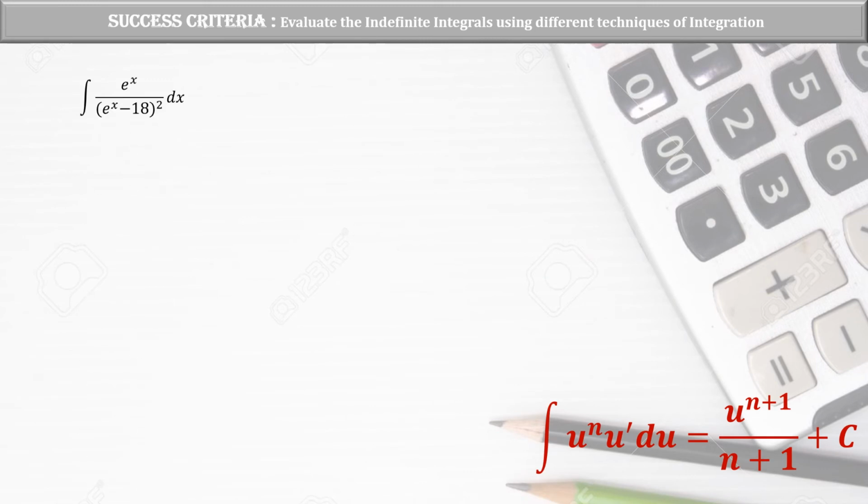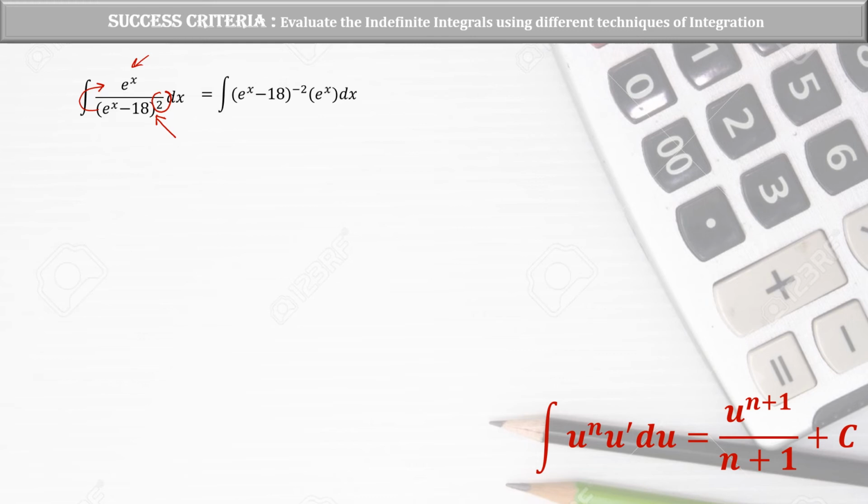So based on the same u to the power n u prime concept, let's solve a few more examples. What have you observed? There is a function written in the denominator, and most importantly, it has a power. So if we have any function written in the denominator with some power, the first step is to bring it on the top and change the sign of the power. So we will write (e to the power x minus 18) whole to the power negative 2. The numerator e to the power x stays as it is.